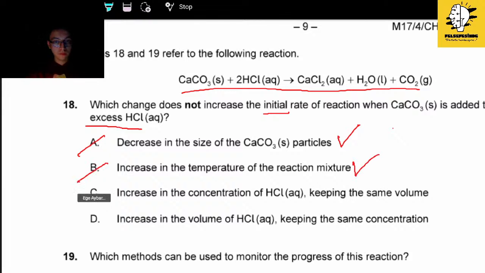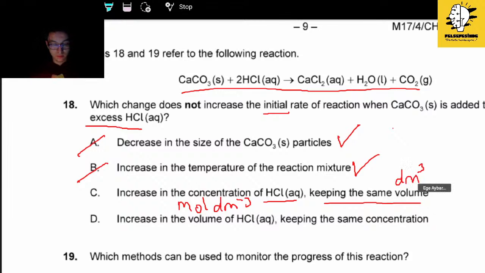An increase in the concentration of hydrogen chloride, keeping the same volume. Actually, when we keep the same volume and there's an increase in the concentration, then let me write it because I want to show it in a clear way. We would have more moles of hydrogen chloride, but it is in excess. I mean, it does not affect the initial rate of reaction.